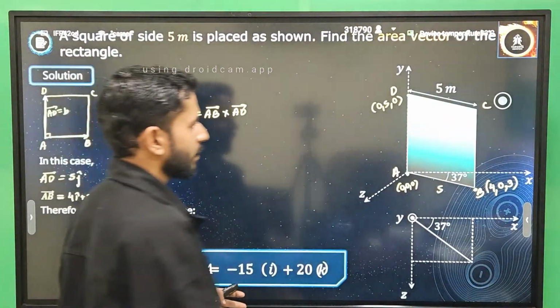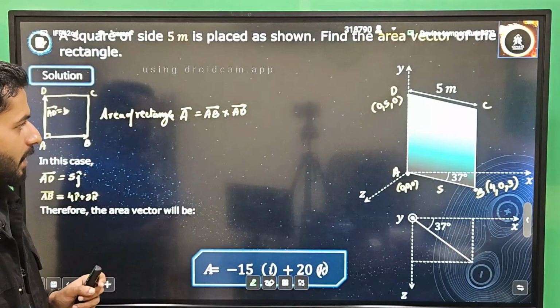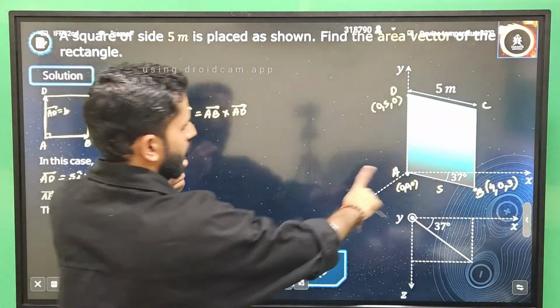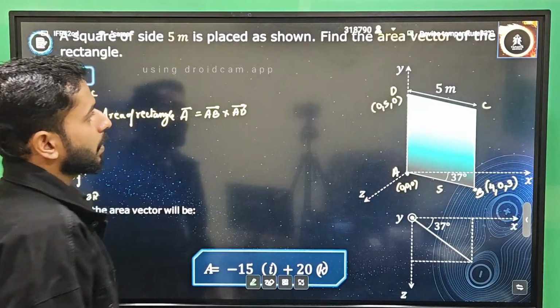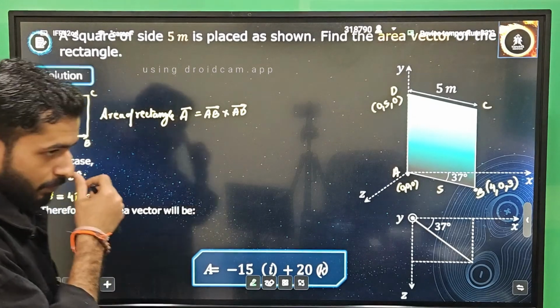Oh, okay, interesting. Now see, let's have a basic example for the area vector. What is the question? A square of side 5 meter is placed as shown, like this. Find the area vector of the square. You have to calculate what the area vector is.